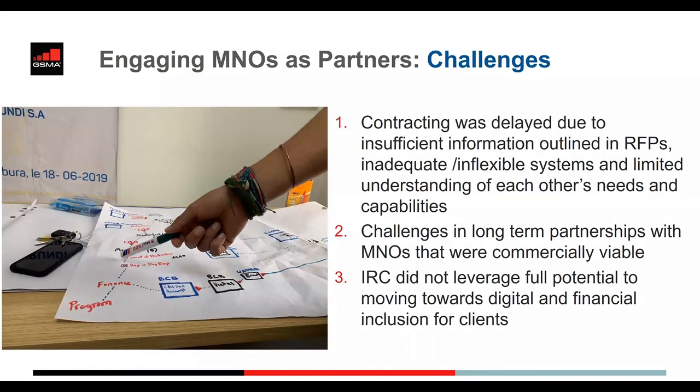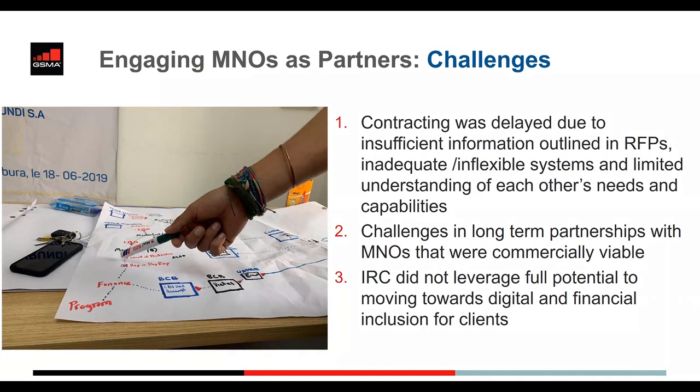And finally, from my side, just to quickly go over the challenges, one of the biggest challenges was around contracting. So contracting was delayed due to insufficient information outlined in RFPs and inadequate and inflexible systems to make any amendments where appropriate. So our example here would be in Jordan, where contracting with an MNO was new. So the IRC staff found it quite difficult to know exactly what they should be asking for and how to evaluate bids. So again, an issue on both sides in terms of just understanding the capabilities of each partner and figuring out how best to work together.